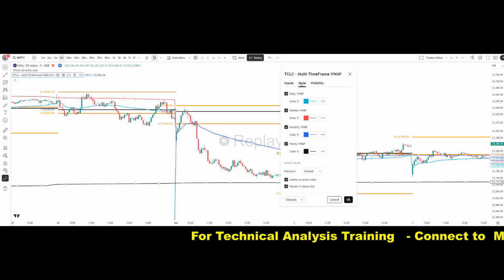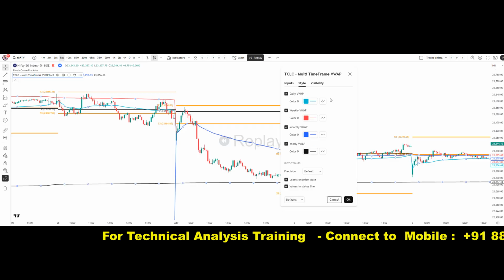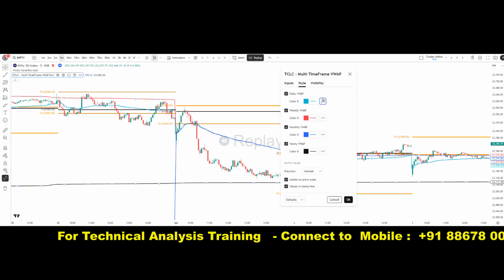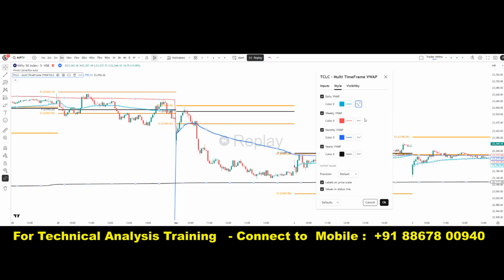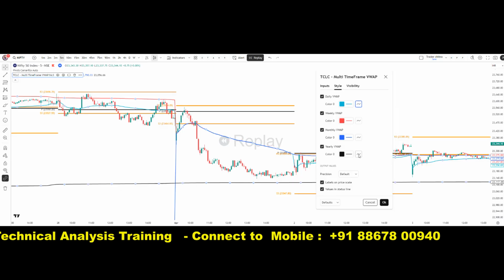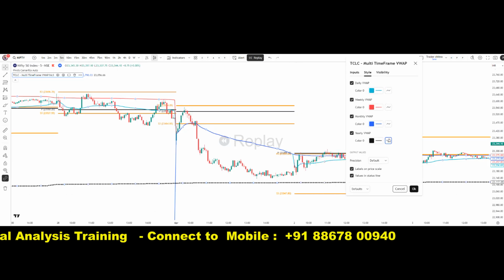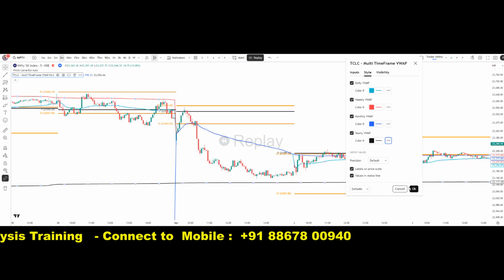Once you go to the style, here also we have an option to change the line thickness, and whether you want it dotted, anything you can change here. You also have an option to change the line, or if you want a step line with break, anything you can change once you go to the style. Or even if you want to keep it in crosses, or in circles, you can keep it accordingly. We can see that the line keeps changing. Click on OK.